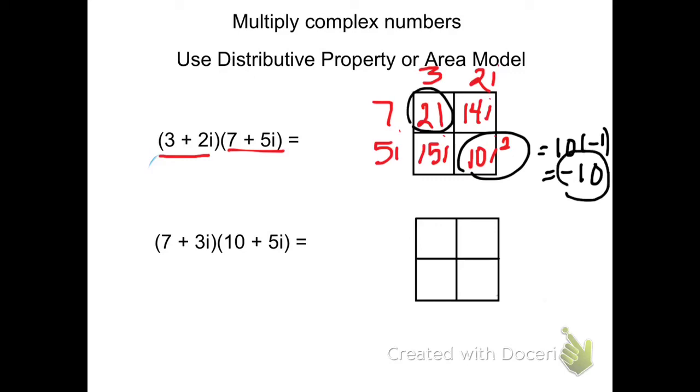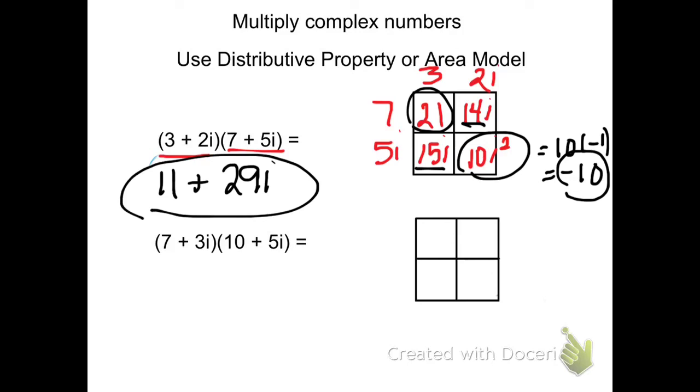So when I'm combining my like terms, I can combine my negative 10 and my 21 because they're my real numbers, and that would give me 11. And then I can also combine my imaginary numbers, 15 and 14, and that would give me 29i. So if I multiply 3 plus 2i times 7 plus 5i, I would get 11 plus 29i.